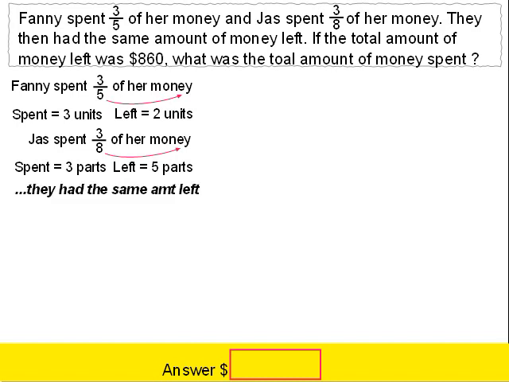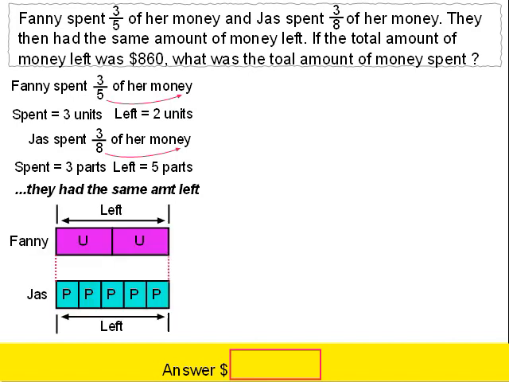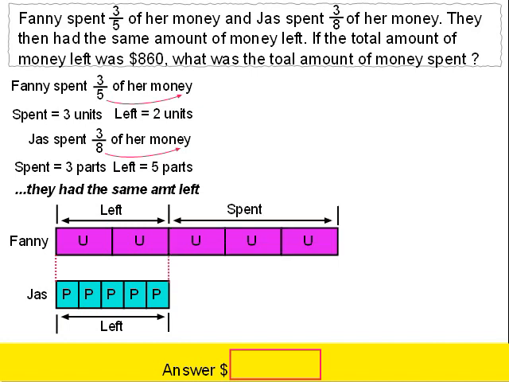So we draw the model as such. Okay? Fanny had 2 units left, which is in equivalent model of Jess 5 parts left. And let's continue drawing the model for Fanny. She had a total of how many units? 5 units. So extend the model into 5 units. And this 3 units was being spent.